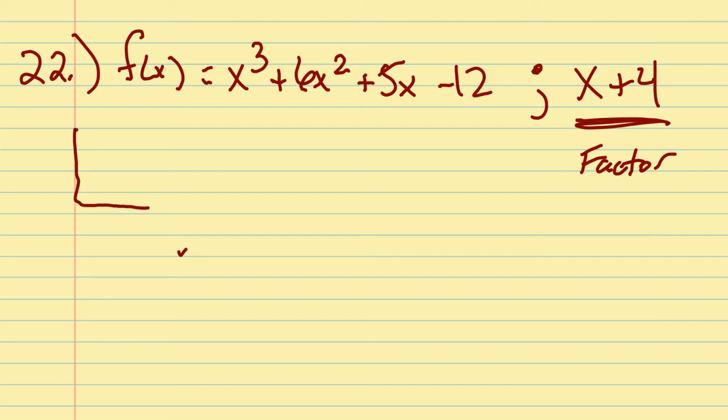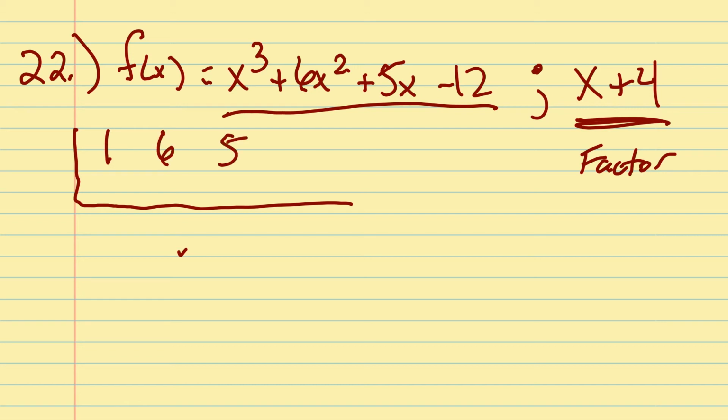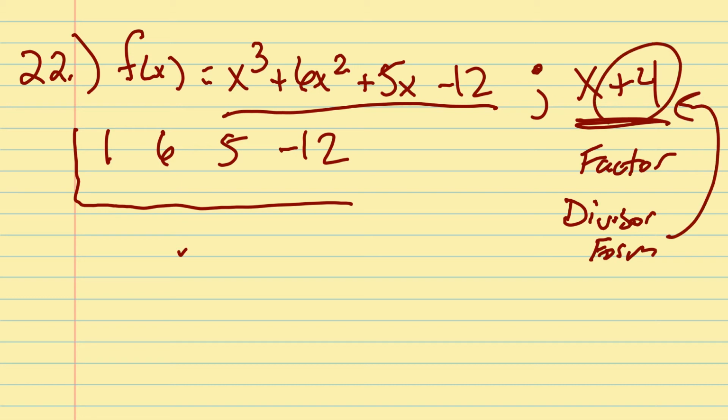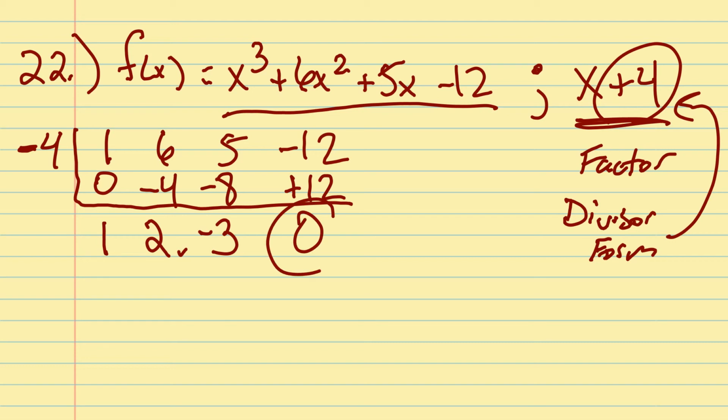So I make my box. I use this to go inside my box. So I put 1, 6, 5, and negative 12. Factor is in divisor form. So that means I have to take that plus 4 and I make it minus 4. Put a 0 then, or drop it down. 1 plus 0 is 1. 1 times negative 4 is negative 4. 6 plus negative 4 is 2. 2 times negative 4 is negative 8. 5 and negative 8 is negative 3. Multiply negative 4 and negative 3, I get plus 12. And together that gives me 0. Remember, I knew that was going to happen. No remainder.